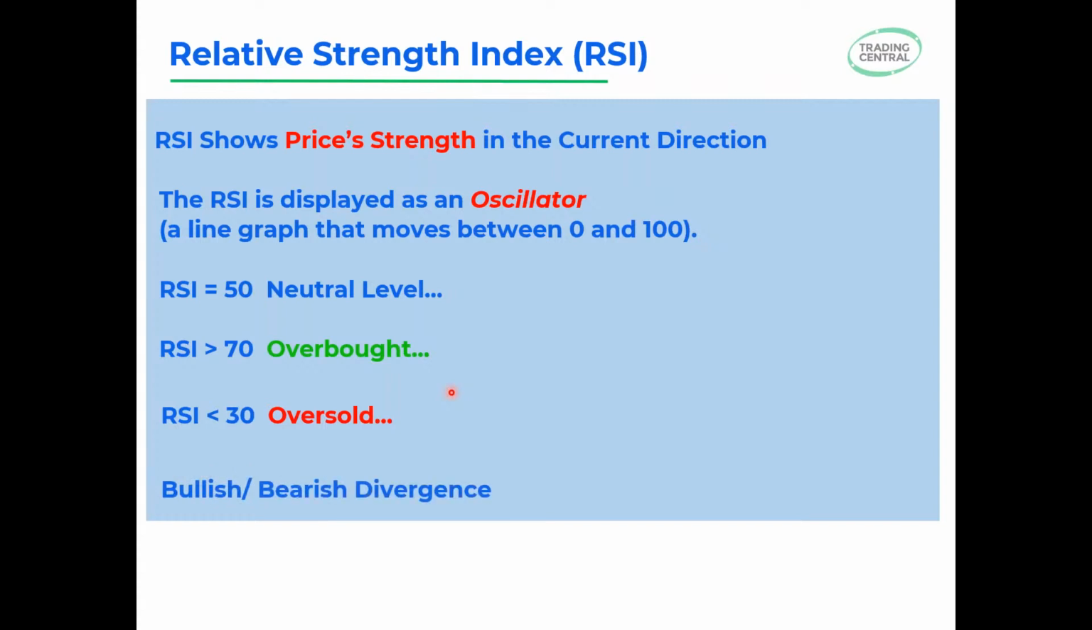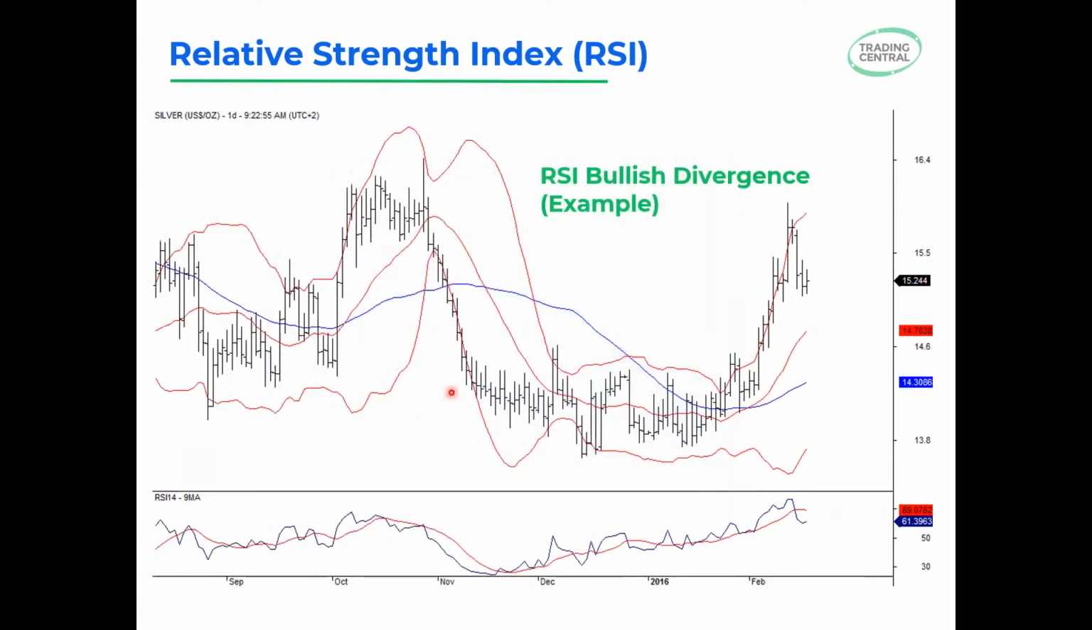In RSI, apart from reading the numbers, saying it is oversold or overbought, we would like to check for divergence. Do you know this word? Divergence: bullish divergence and bearish divergence. Now I have two charts to show you how to use it. This is some time ago, maybe in 2016. It is silver, but it is a very good example to show you bullish divergence.